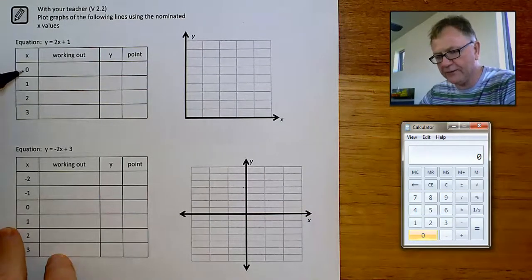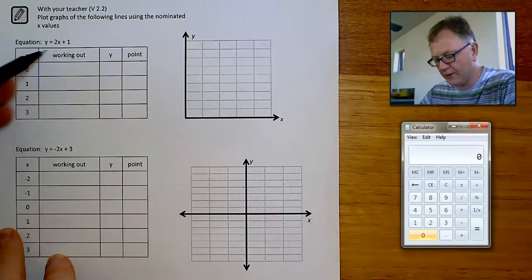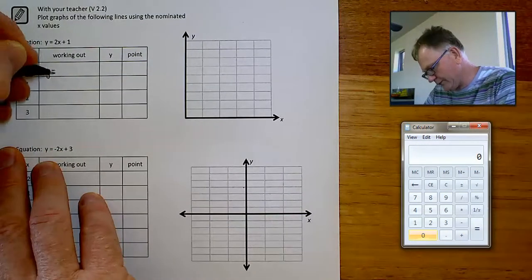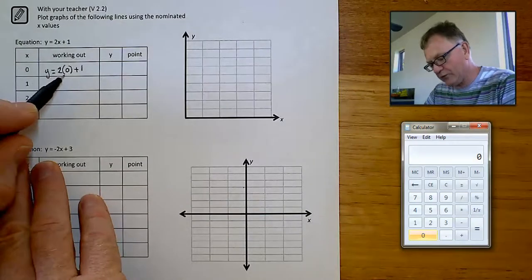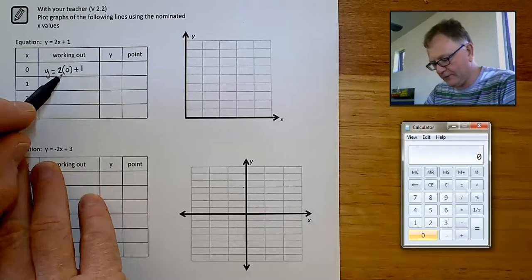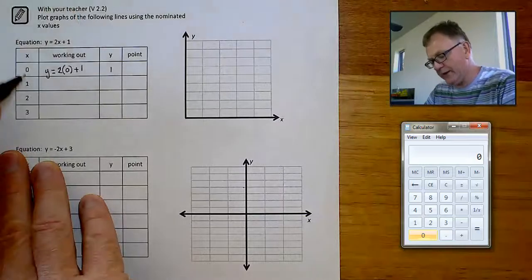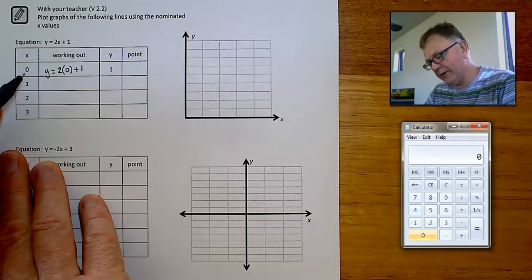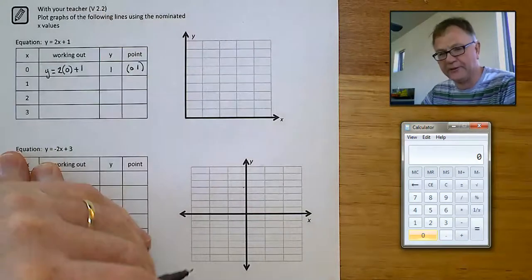We're going to get these x values and put them into the equation instead of x and work out what y equals. When x equals 0, y will equal 2 times 0 plus 1. I'll just write it like that. That means 2 next to the 0 means 2 times 0. Now 2 times 0 is 0, plus 1. 0 plus 1 equals 1. So in other words, when x equals 0, y equals 1. That means that the point x equals 0, y equals 1 is a point on our graph. The point (0, 1) is on the graph.